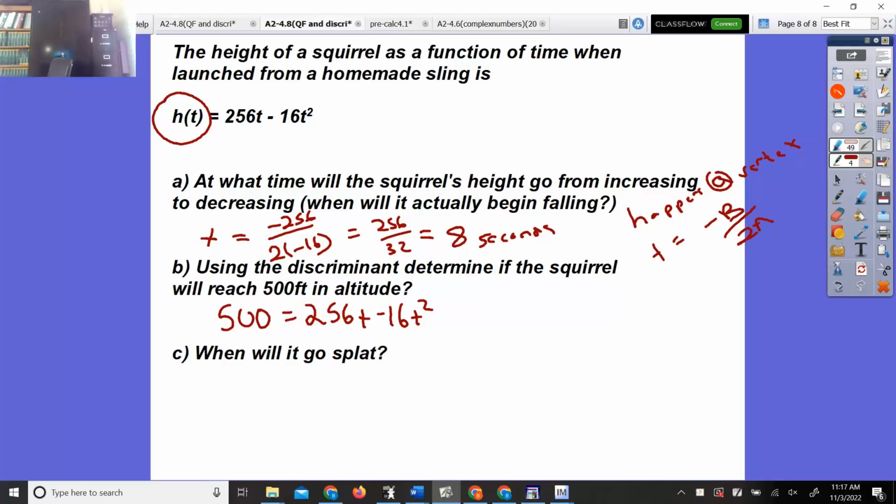Now, what form do I need to be in? Standard. Shift left or shift right? Left. What's the benefit of shifting left? That your squared is going to be positive. It's a big deal.